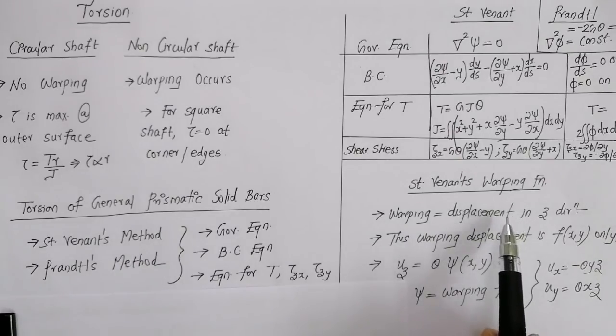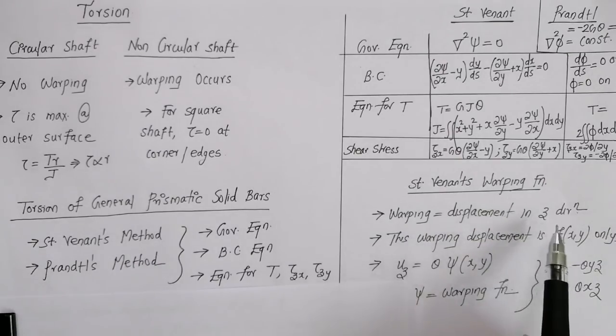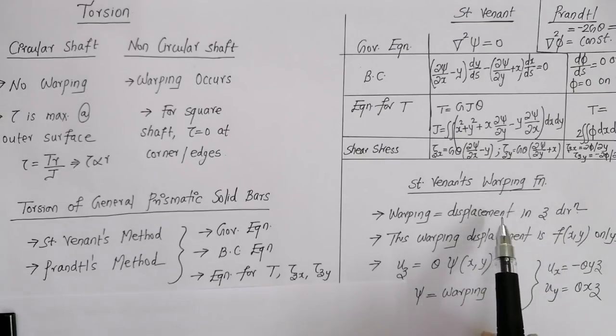Now let us have a look at the Venant warping function. This was asked for 5 marks earlier: describe the Venant warping function. Now what does warping mean?